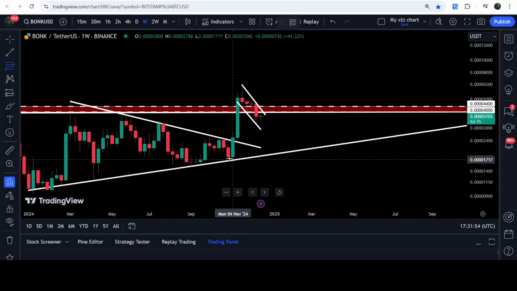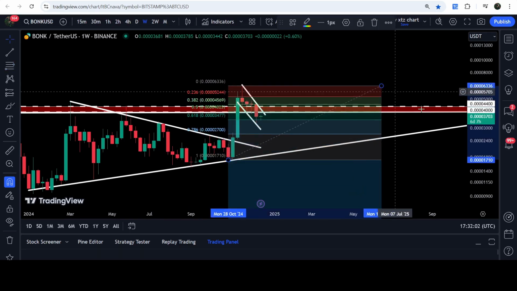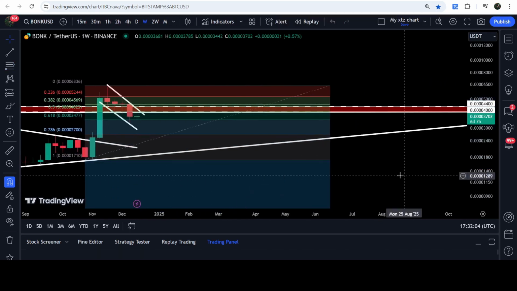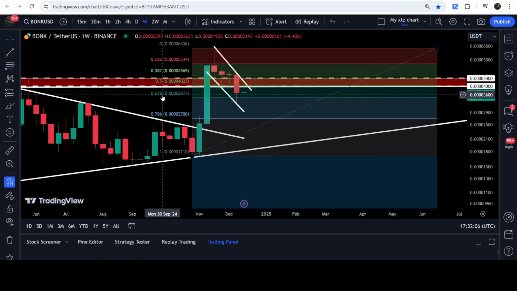If you place the Fibonacci tool from the start of this recent rally, from this low to here, you can see that the price has dropped to the 0.618 Fibonacci retracement level. That is considered a golden pocket or golden ratio. And from here, there is a probability for another price reversal because this golden ratio or golden pocket is considered a price reversal zone.